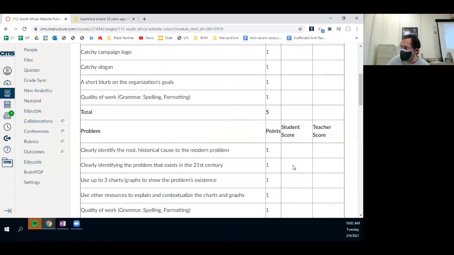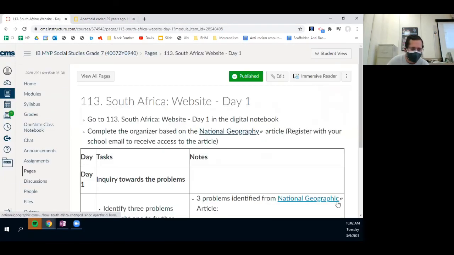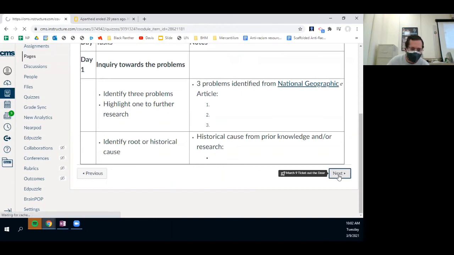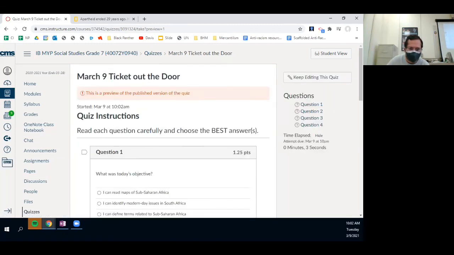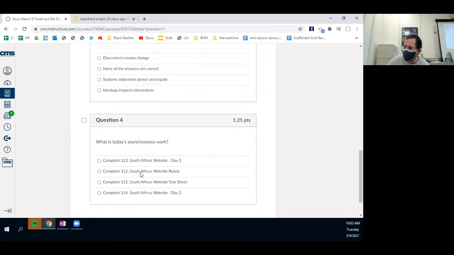There's the rubric again. And then tomorrow we'll do day 2, Thursday day 3, Monday day 4. You have to do a little bit of this outside of school to make sure your website is good to go by Monday. All right, objective, unit, statement of inquiry, asynchronous work. Be careful with that asynchronous work. It's a little tricky today. Look back at that summary page if you need any help. All right. Thanks, y'all.